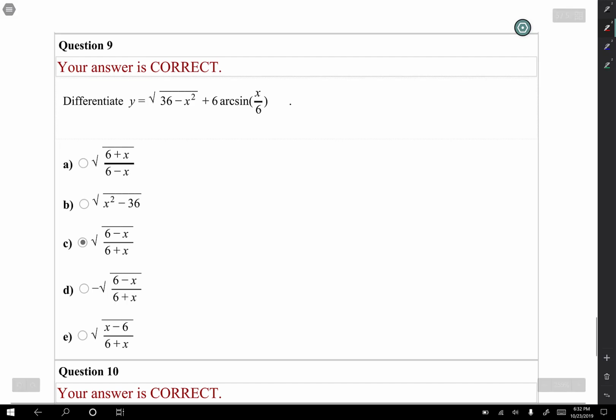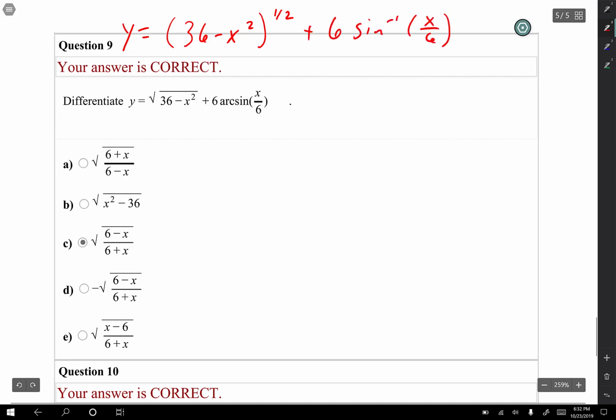So this, I'm going to rewrite it, guys. That is just y equals parentheses 36 minus x squared, close it to the half, and then plus 6 arcsin of x over 6. All right, so here we go. Now that we've rewritten it, I'm going to take a derivative. Y prime equals, bring the half to the front, leave the inside alone, close it to the negative 1/2. You're not done yet. Times the derivative of negative x squared, so negative 2x. So we just took care of that.